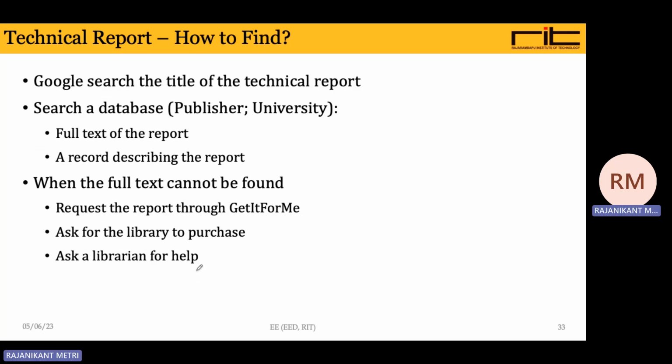So, how do you find this, or while writing this? You can always Google search the title of the technical report you want to refer to, or you can go to the publisher or university website or database, and refer to the full text reports or records describing the reports also. Or when the full text cannot be found, you can go through some websites, government websites, or ask the library to purchase them, or ask the librarian for help with soft copies. So these things can be done if you want some technical report.